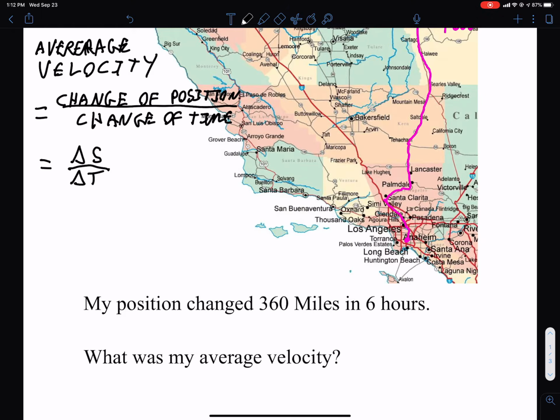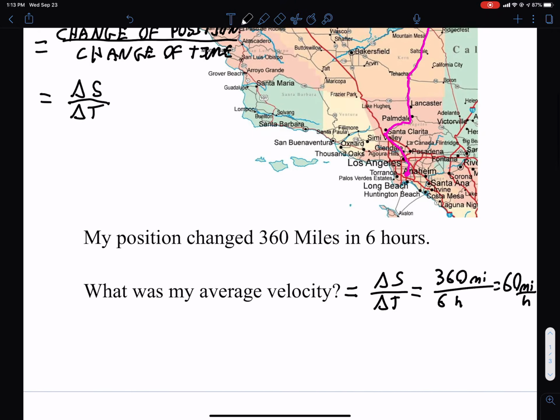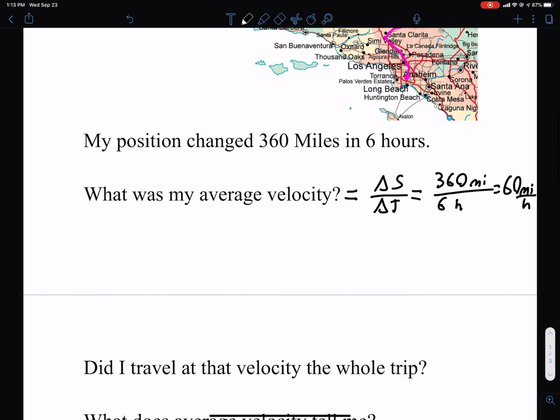See if you can figure that out. Go ahead and pause the video. I'm going to keep going because I don't have to pause because you're pausing. So average velocity should have been change in position over change in time, which we said 360 miles in 6 hours. So if you divide that, 60 miles per hour. So my average velocity was 60 miles per hour. What does that mean? We'll talk about that.